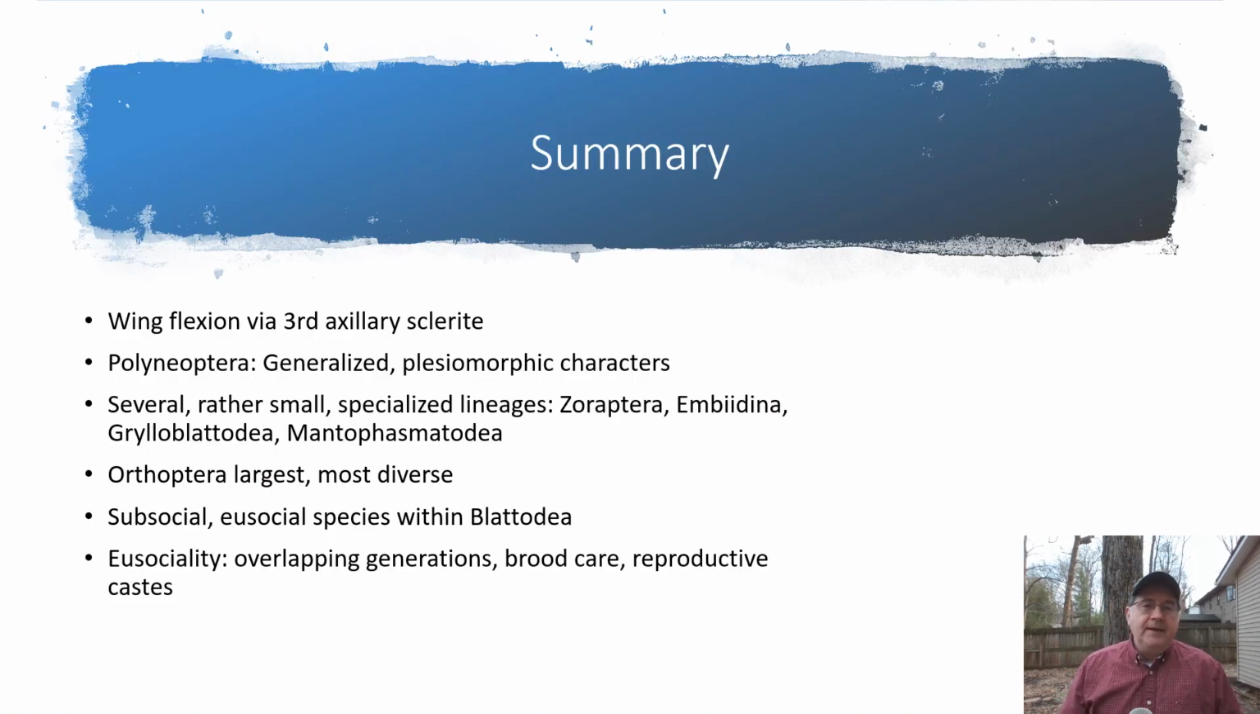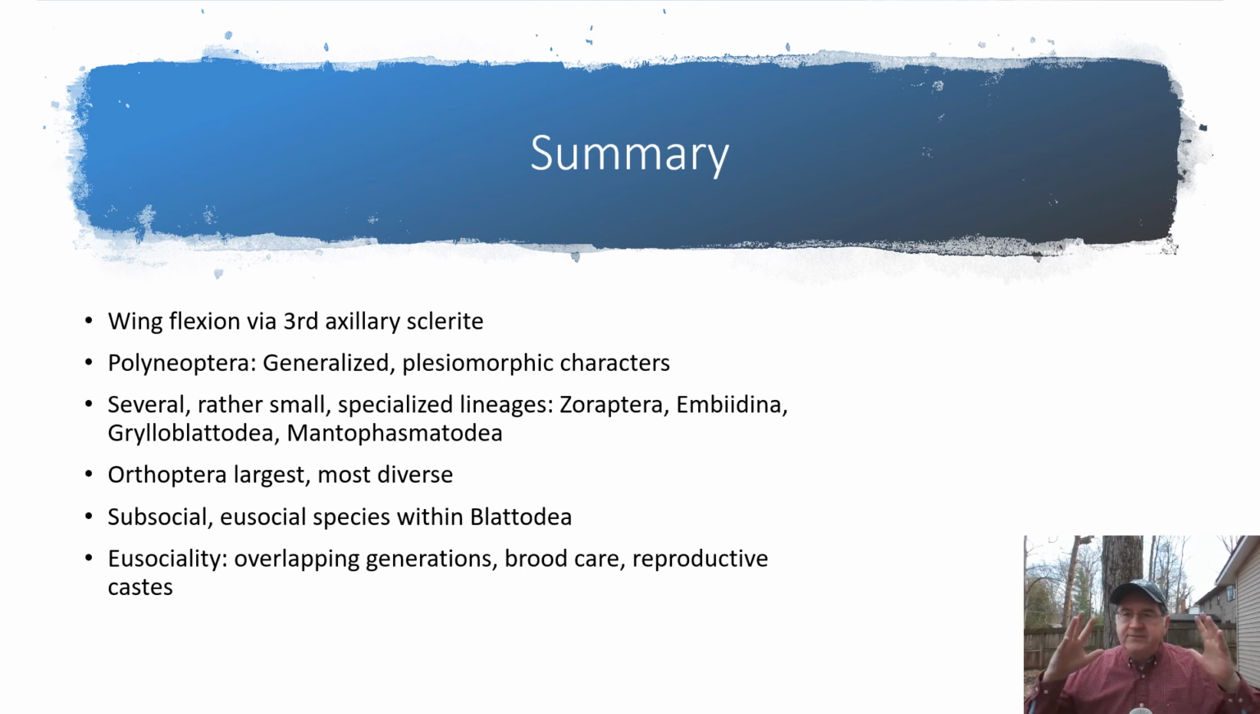So with that, I can't summarize the features of all 10 orders on one slide. So let me just say that the points of emphasis here were, I wanted to explain to you what wing flexion is and how it works. So it's basically the rotation of that third axillary sclerite to fold the wing over the back. Polyneoptera are, overall, very generalized insects with lots of plesiomorphic characters. And it has traditionally been difficult to figure out how they're interrelated, and maybe we're finally making some progress on that.